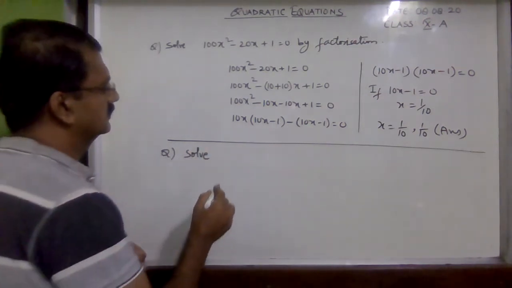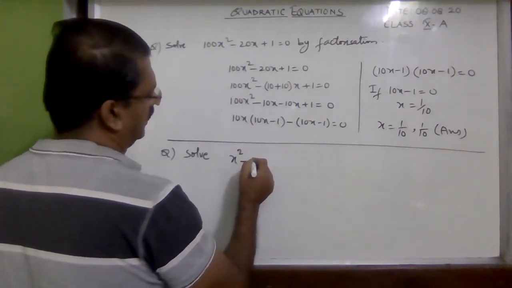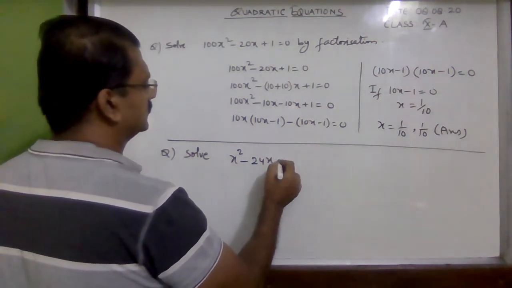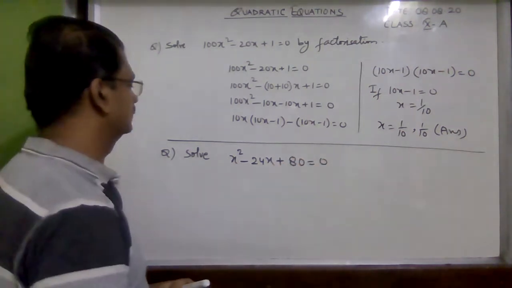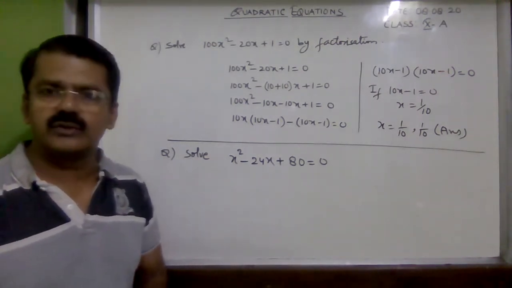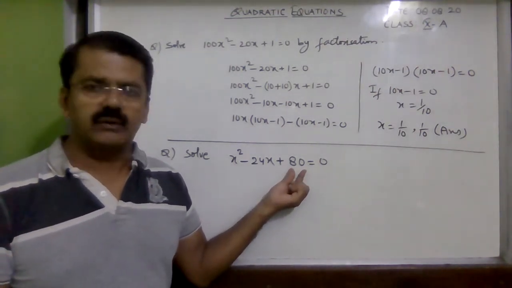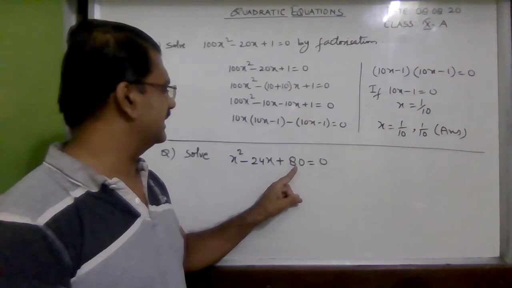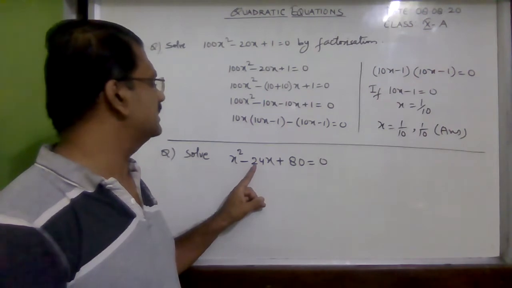Solve x square minus 24x plus 80 is equal to 0 by factorization. Once again, x square minus 24x plus 80 is equal to 0 is the quadratic equation. Now you see the constant term is 80 over here. So you have to think of two numbers whose product is 80 and whose sum is 24.